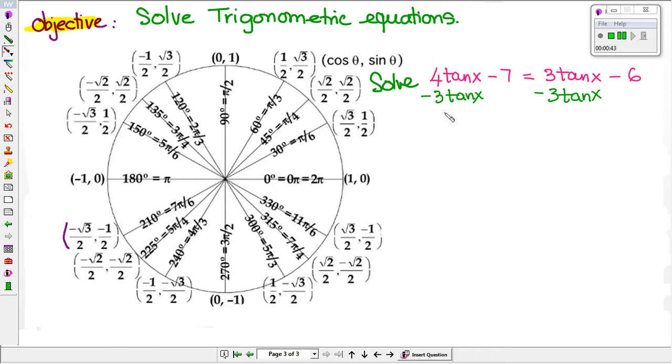Now on the left side we're left with 4 minus 3, which is 1 tangent of x minus 7, equal to negative 6. Now we are going to move negative 7 from the left side to the right side by adding 7 to the left and then to the right. So now we will have tangent of x equal 1.